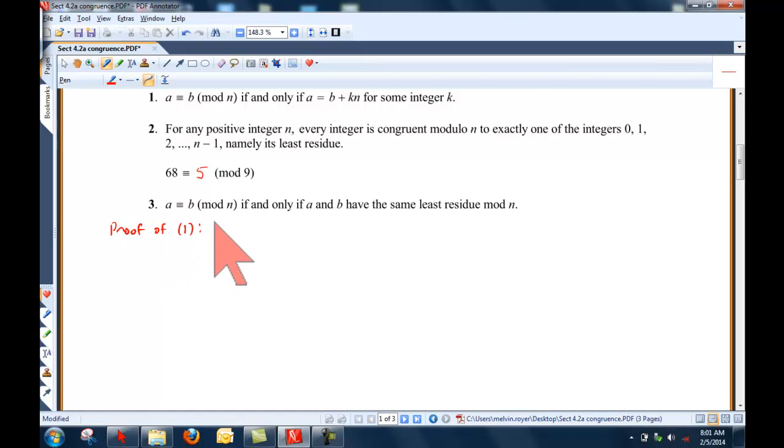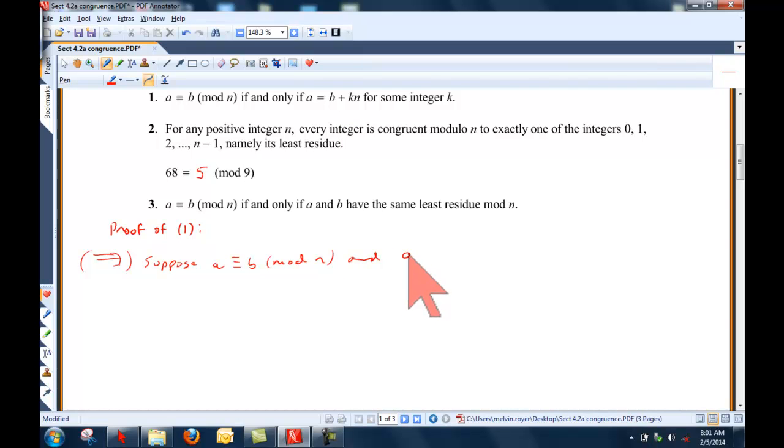number 1. It's an if and only if statement, and so there are two things to be proven. One is to go in this direction. Here we're going to suppose that a is congruent to b mod n, and we have to show this equality, that the one integer is the other plus a multiple of n.